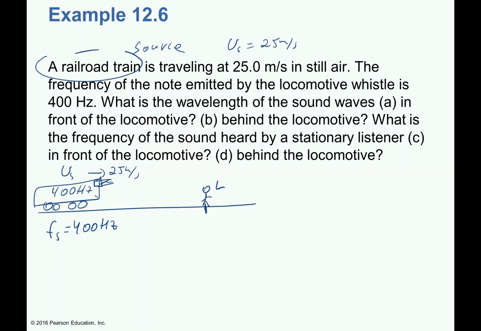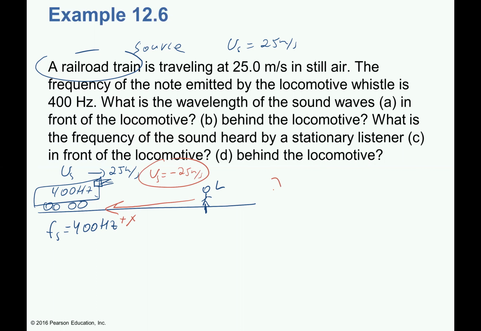Okay. Now, what we do here is define our positive direction. All right, so the positive direction will be here to the left. That's my positive x from the listener to the source, remember. So then what will be Vs? Well, Vs will be negative 25 meters per second, because it's moving to the right, where my positive direction is to the left. Okay, because that's kind of important.